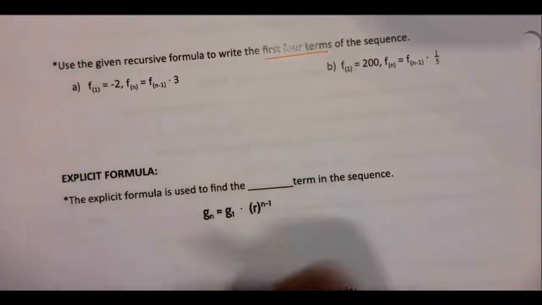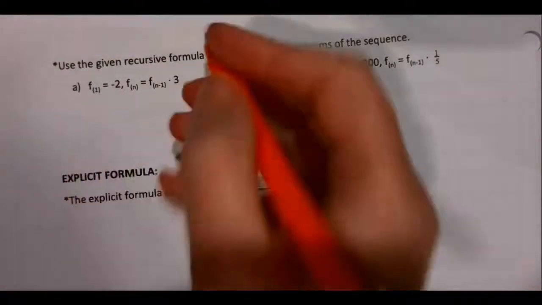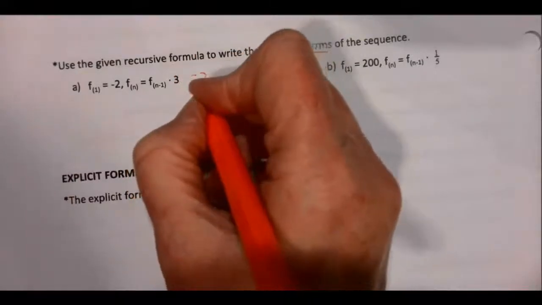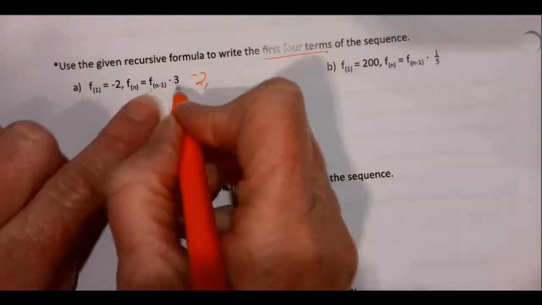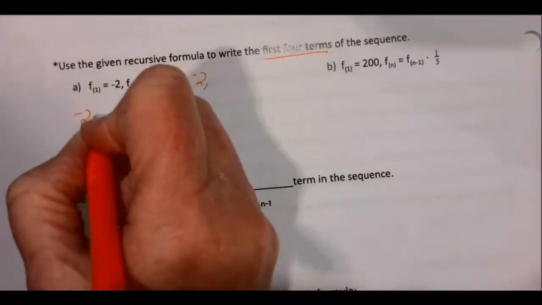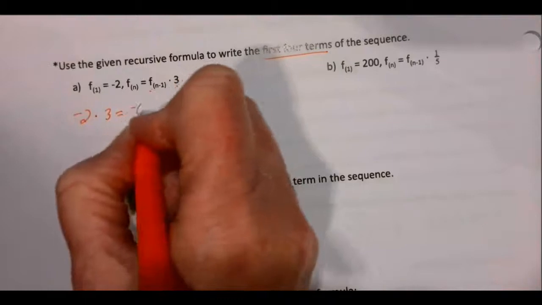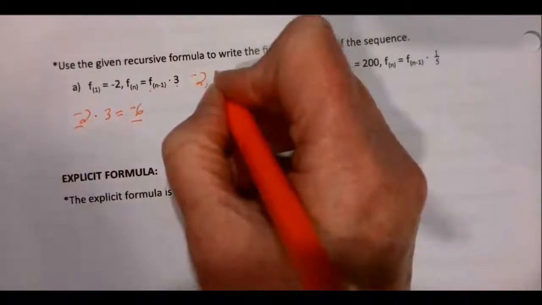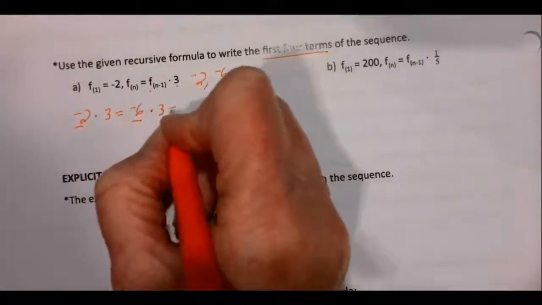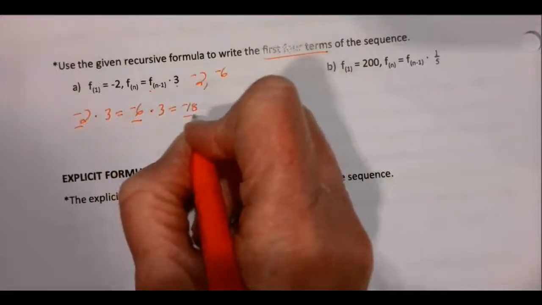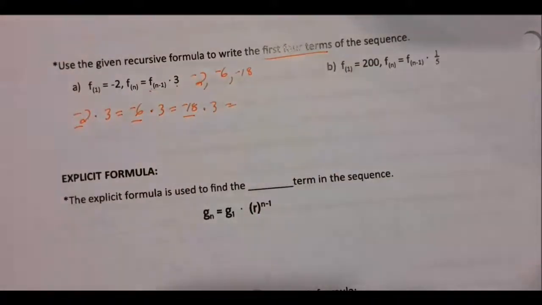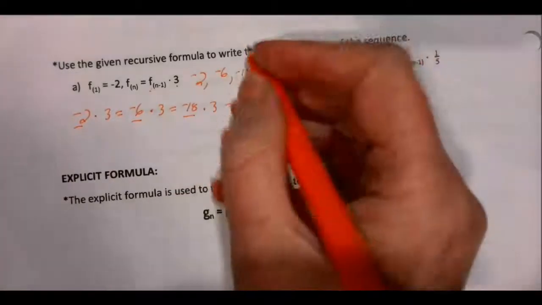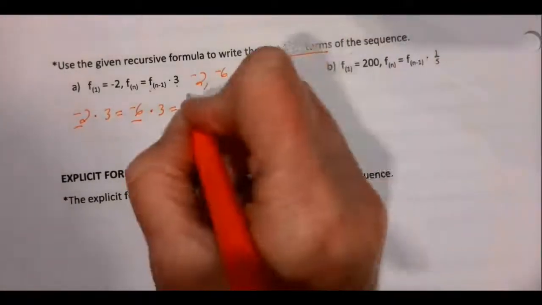So, again, we could plug it in. So my first term is -2. If that's my first term, I'm going to take the previous term times -3. So I have a -2 times 3. That gives me -6. I'm going to take that times 3, and I get -18. I'm going to take that times 3, and I get a number that I need to use my calculator on. Except I've already done these. So -54.